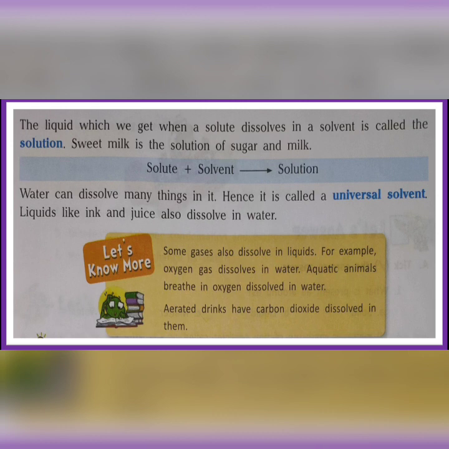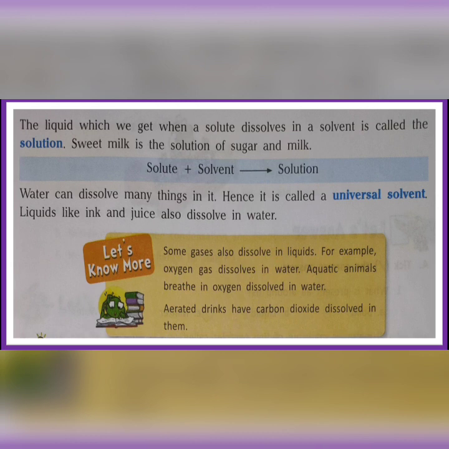So what is solution? The liquid which we get when a solute dissolves in a solvent is called a solution. For example, sweet milk is a solution of sugar in milk. Salty water is a solution of salt and water. Solute plus solvent gives the solution.